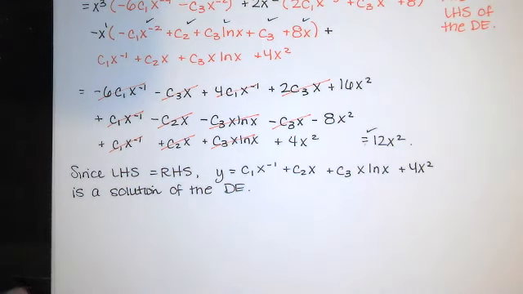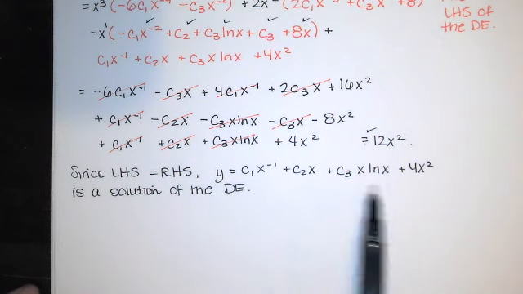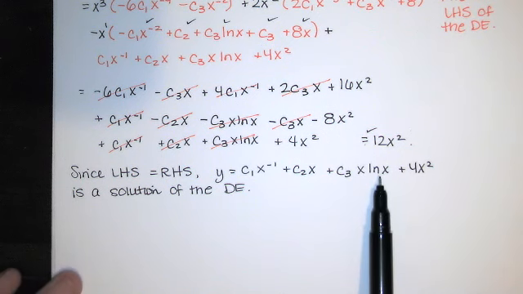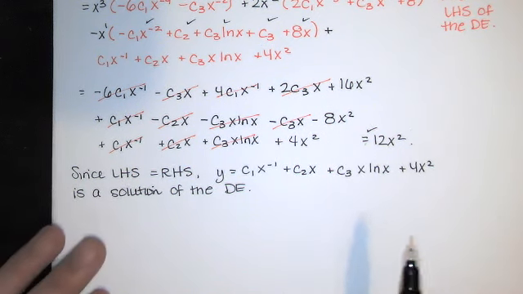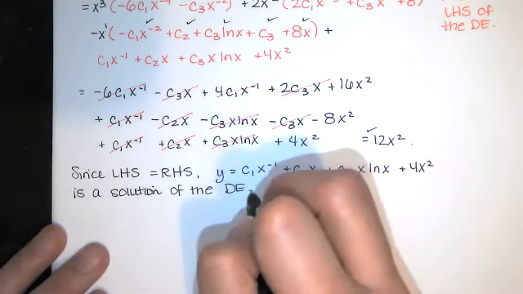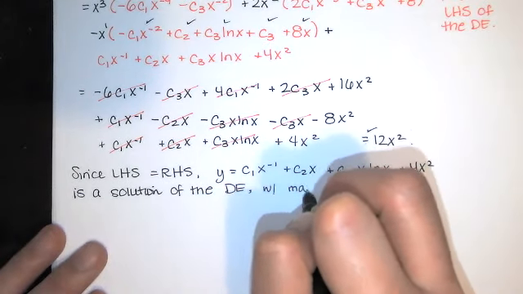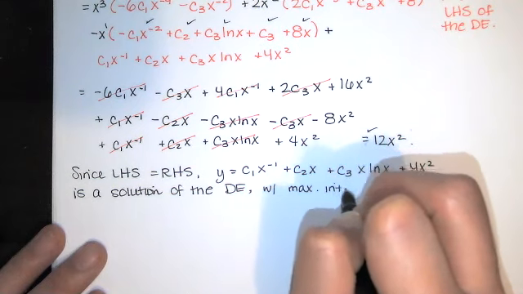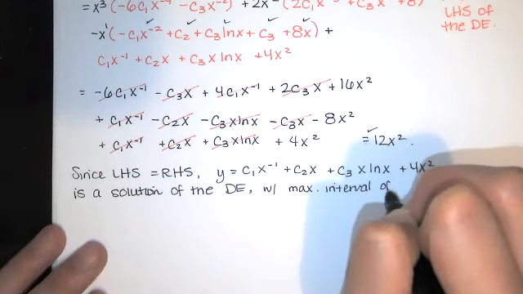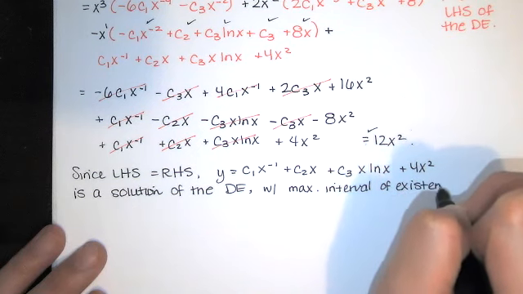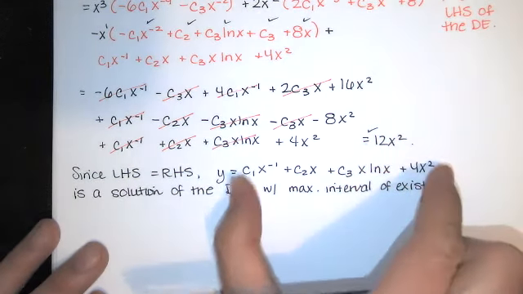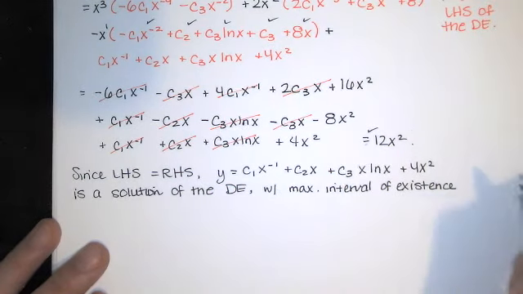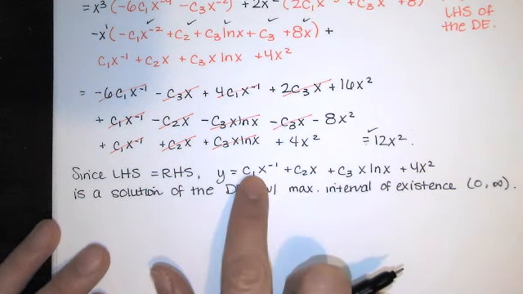Now, if you're looking for the maximal interval of existence, the largest interval where this function is well defined is 0 to infinity, because we can't take the log of 0 and we can't take the log of a negative number. So if I want to state the maximal interval of existence, and it's good habit to state the interval where that function satisfies the differential equation, that's 0 to infinity. Also, this function is undefined at x equals 0 as well.